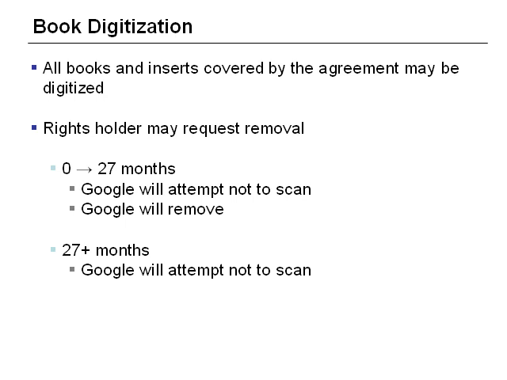The agreement authorizes Google to digitize books and inserts obtained from any source and to use that digital information in accordance with the agreement. The license applies to all books and inserts covered by the settlement. However, Section 3.5A1 provides that for at least 27 months after the settlement is finalized, a rights holder can direct Google to remove his or her book from the database. If that direction comes after the first 27 months, Google will try its best not to scan the book, but the book won't be removed.